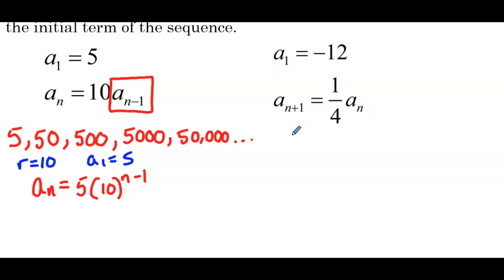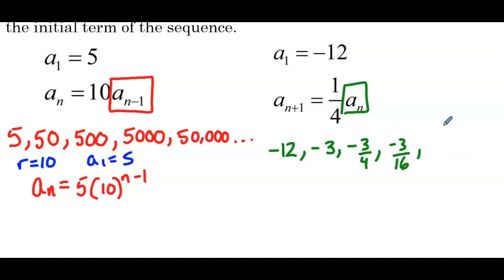Okay, so our first term is negative 12. And then we're going to multiply the previous term by 1/4 to get the next term in the sequence. Right, that's the relationship between a sub n plus 1 and a sub n. So multiply by 1/4, we would get negative 3. Multiply by 1/4 again, we'd have negative 3 over 4. Multiply by 1/4, negative 3 over 16. And by 1/4 again, negative 3 over 64. Those would be the first 5 terms of the sequence.